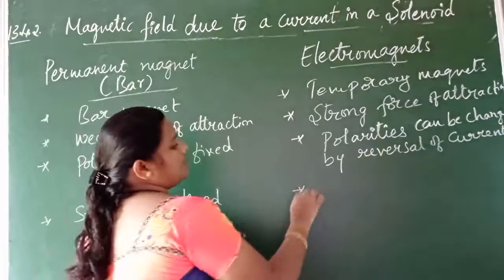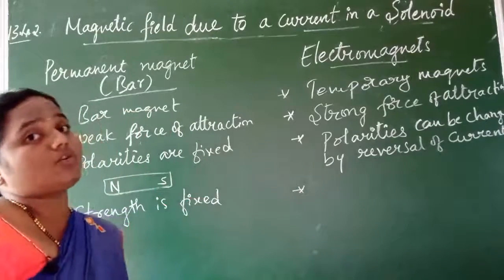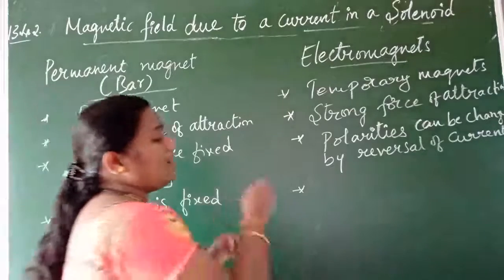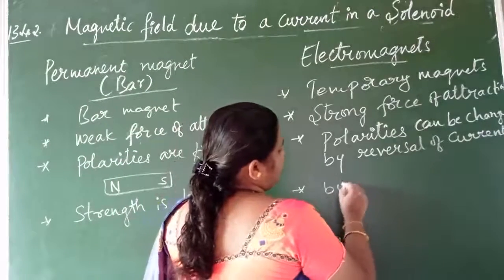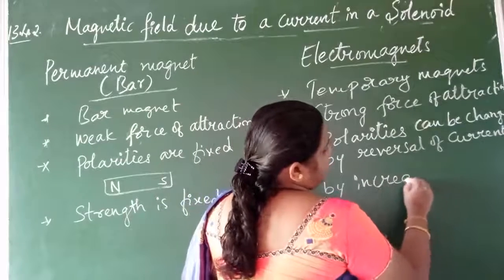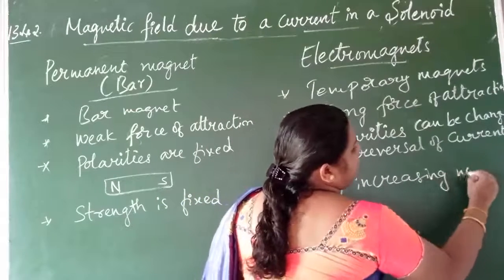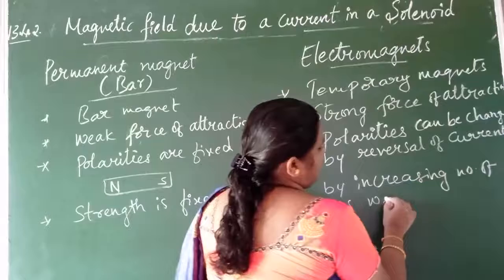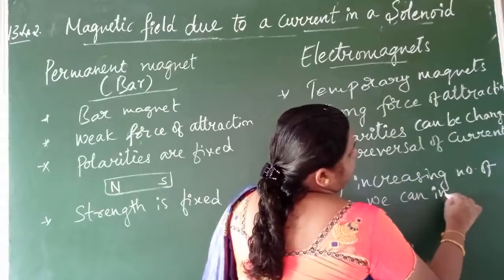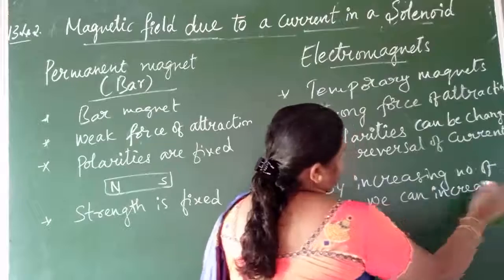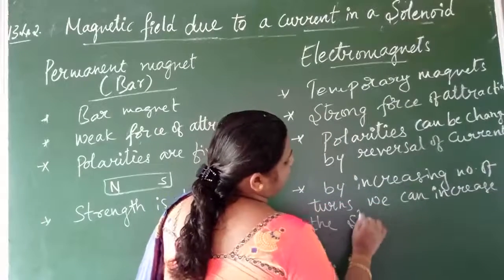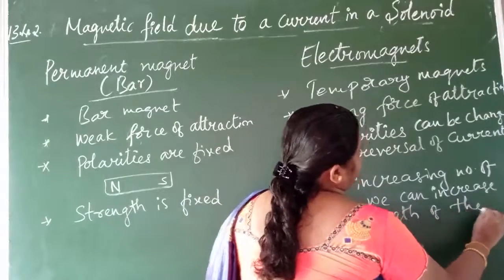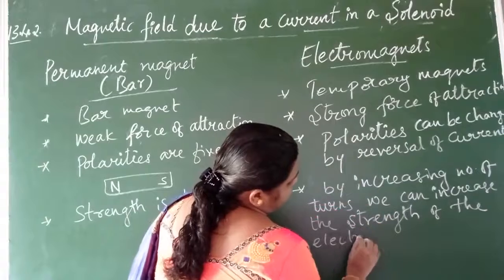But by increasing the turns of the coil, we can increase or decrease the strength of the electromagnets. By increasing the number of turns, we can increase the strength of the electromagnets.